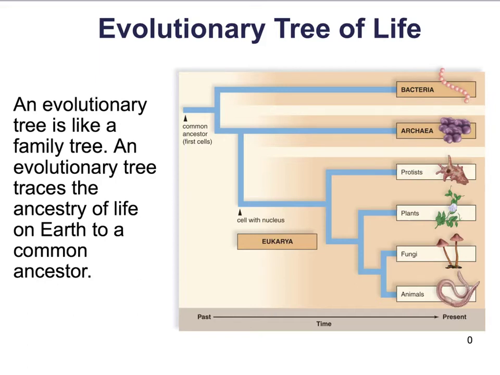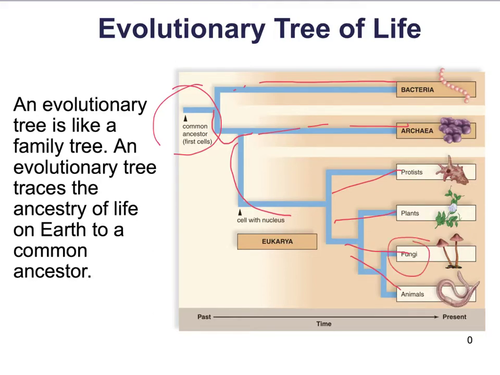Now, when we look at evolutionary trees, we see that it's like a family tree. An evolutionary tree is going to trace the ancestry of life on Earth to a common ancestor. So the first cells on our planet originated right here. And as they grew, you had one group split off and become the bacteria. Another group split off and became several different things. You have the archaea, and then you have the eukarya. And within the eukarya, you have protists, plants, fungi, as well as animals. So we are actually more closely related to fungi than we are plants.